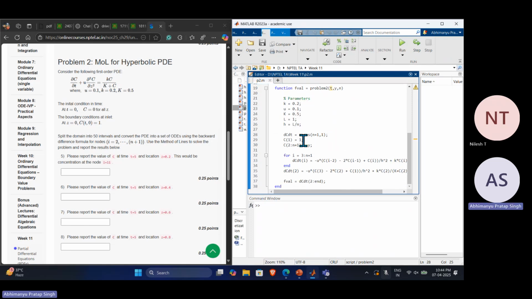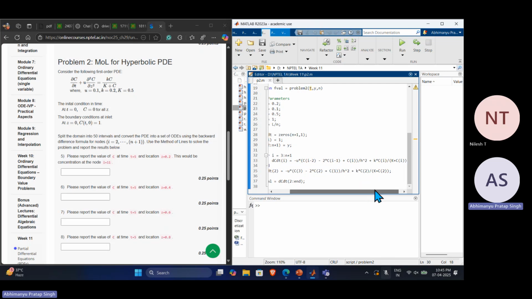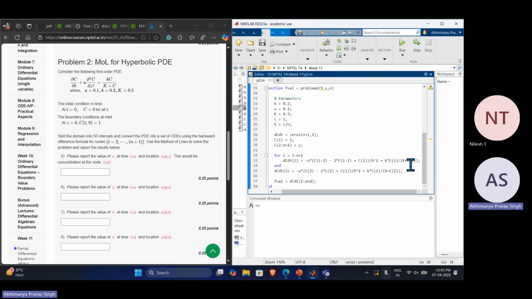dc by dt at 0 is the first node. Then from the third node all the way up to the n plus 1 node, I am considering the backward difference formula. So I'm getting minus u times (ci minus 2 ci minus 1 plus ci minus 2) divided by h square, plus k ci divided by (K plus ci). This is what I'm getting.